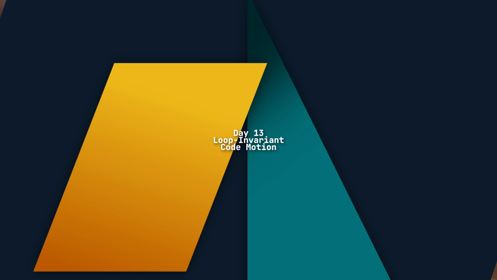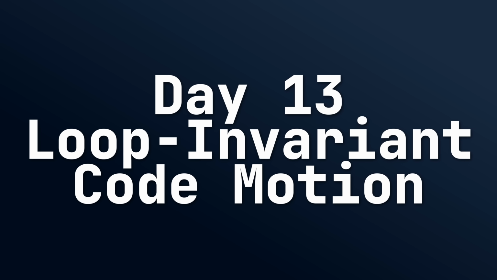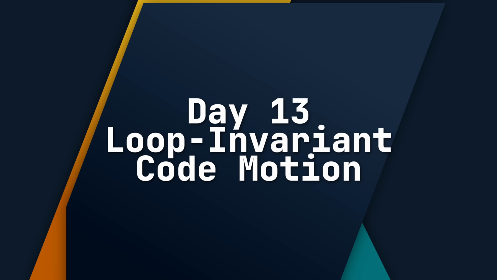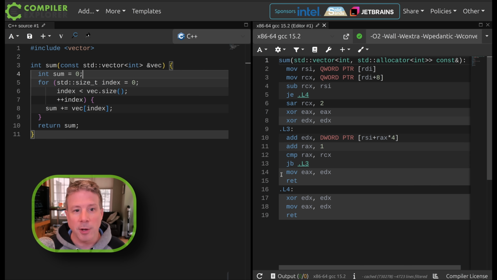It's day 13 of the advent of compiler optimization, and today we're going to continue the theme of loops and look at some of the other things that the compiler can do to make loops go fast. We're back to looking at the sum routine that took the vector. One of the first things we looked at in this series, and hiding in plain sight, is an optimization that we kind of brushed over.